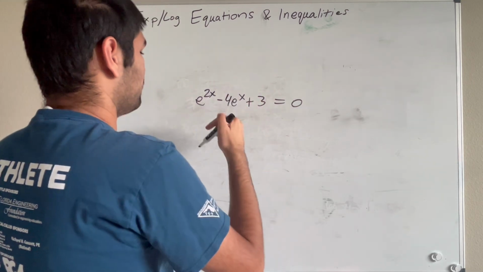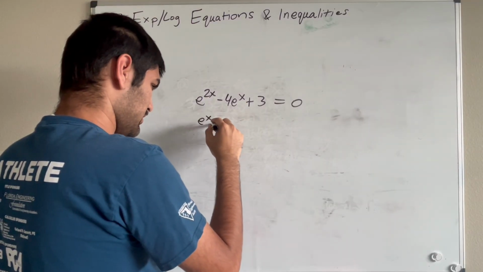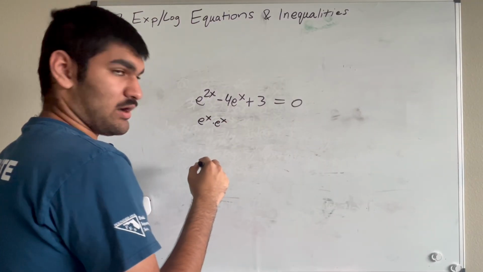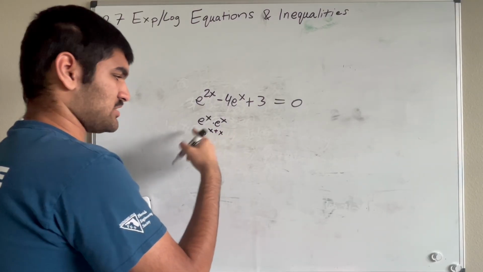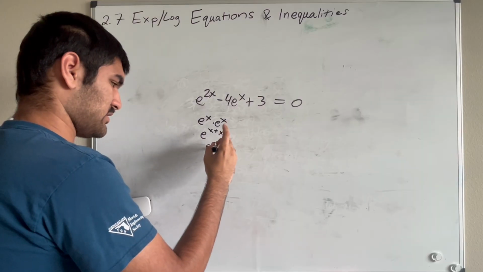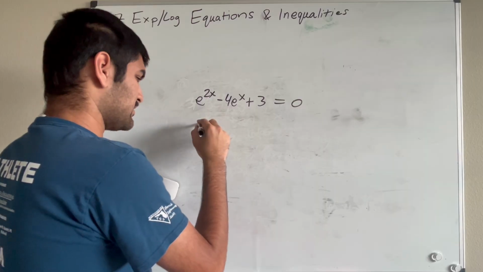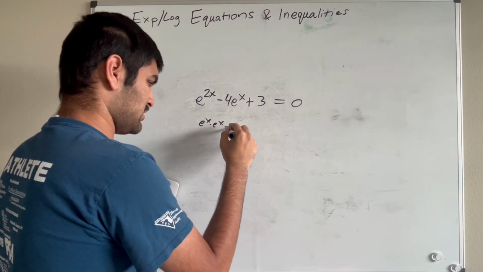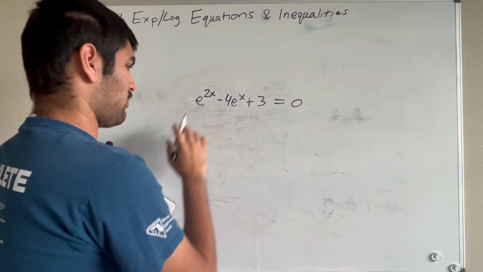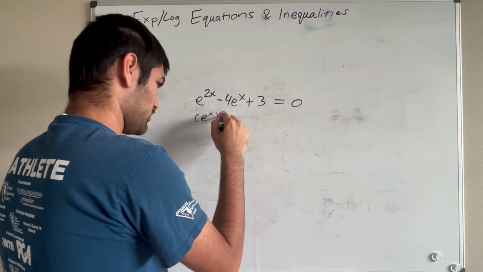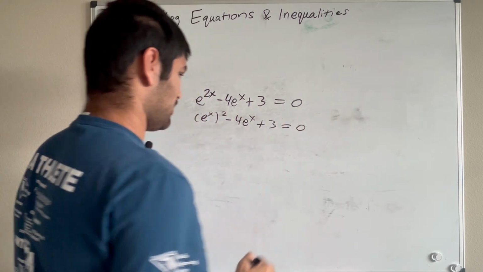Well, if you notice, this is just a quadratic, right? Because here you just have e to the x times e to the x, right? Because if we have e to the x times e to the x, then this is just equal to e to the x plus x, because you just add the exponents, and so you get e to the 2x. Okay, and so then if you have e to the x times e to the x, that's just equal to e to the x squared. So that's how I'm going to write this. I'm going to write this as e to the x squared, and then minus 4 e to the x, and then plus 3 equals 0.